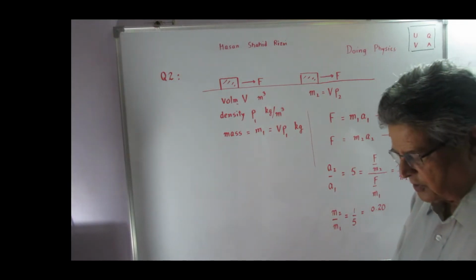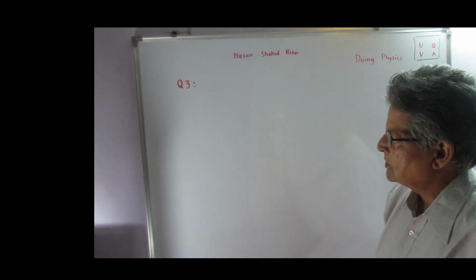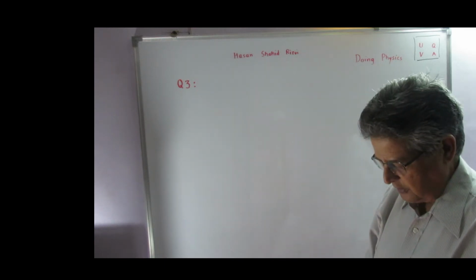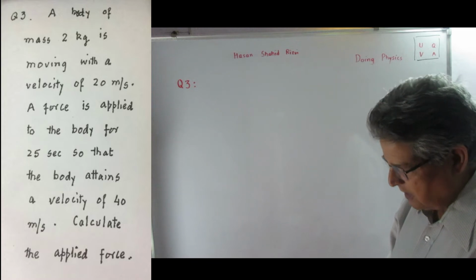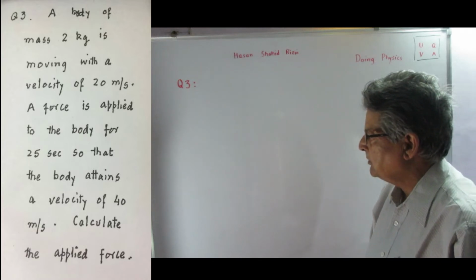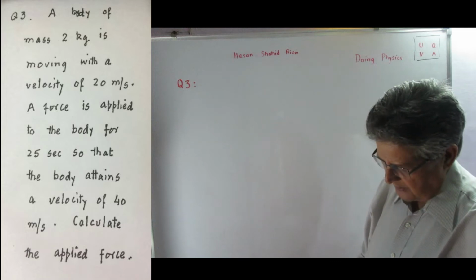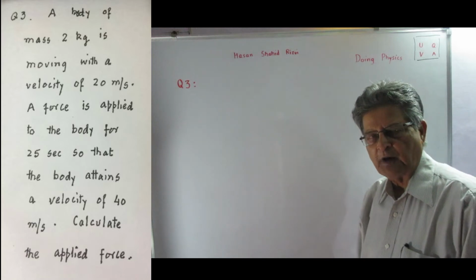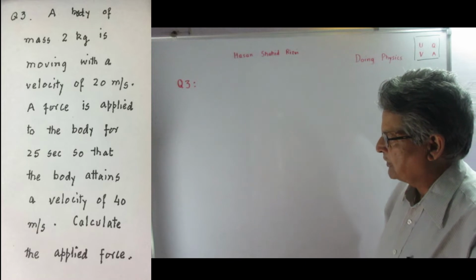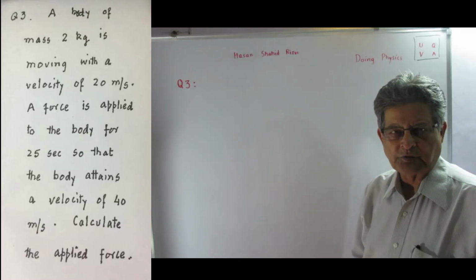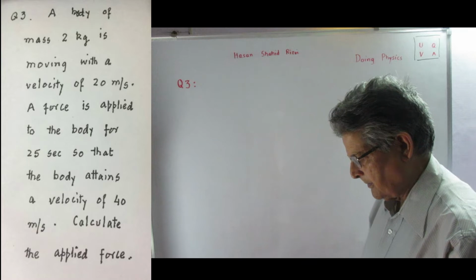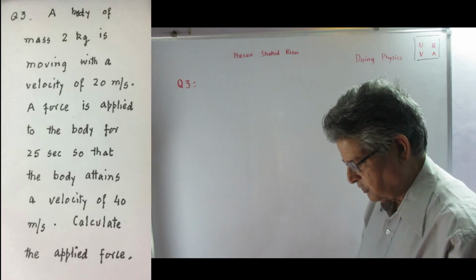Now we go to question number 3. A relatively very simple question is appearing on your screen, and I read it out for you. A body of mass 2 kg is moving with a velocity of 20 meter per second. A force is applied to the body for 25 seconds so that the body attains a velocity of 40 meters per second. Calculate the applied force. It's a very simple question. The answer is also quite simple, and I have taken it as a representative question.